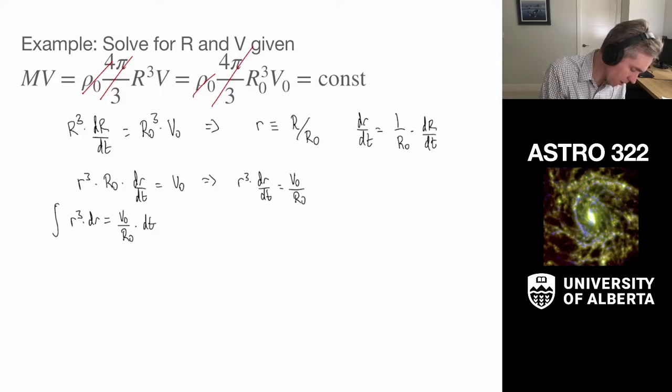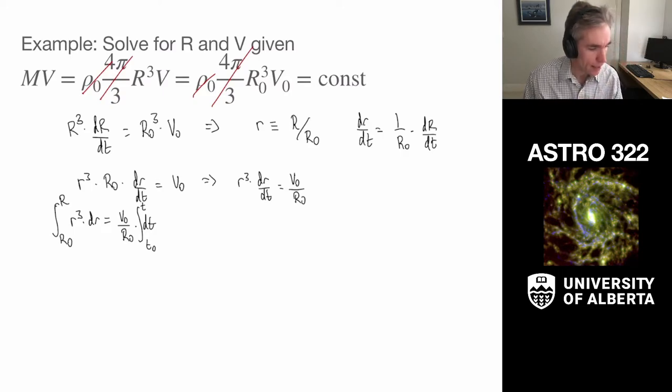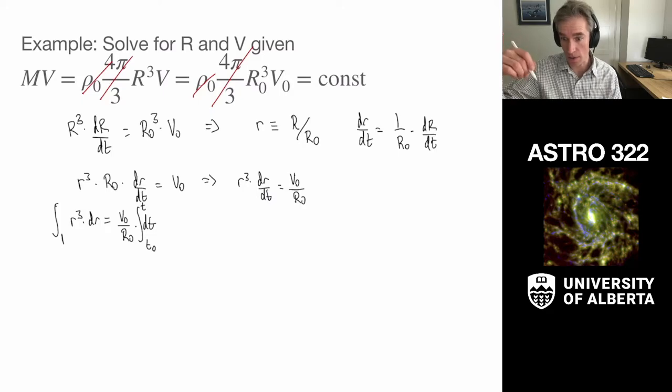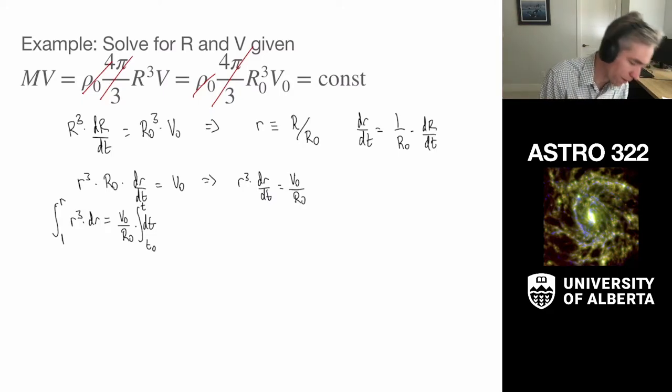I'll integrate r cubed from whatever R naught is to my final radius, I'll just call that big R. And then I'll integrate t from t naught up to whatever my time is, t. And then these integrals are fairly straightforward. Should be careful here. I'm integrating the dimensionless variable, so it goes from 1, which is r over R naught equals 1, up to whatever my r final is. And from there, I can carry out this integral. And so that gives me r final to the 4th over 4 minus 1 4th is equal to this characteristic scale of the problem, V naught over R naught, times t minus t naught.